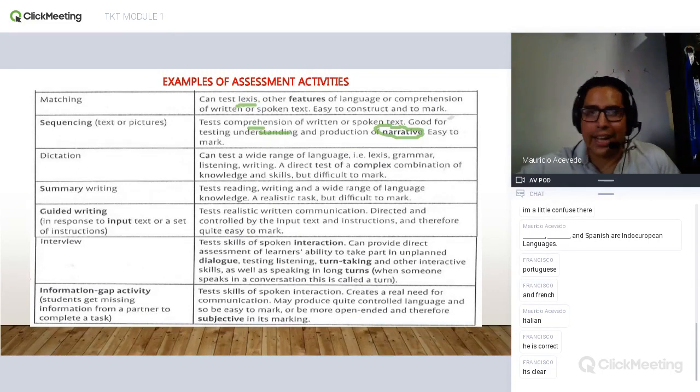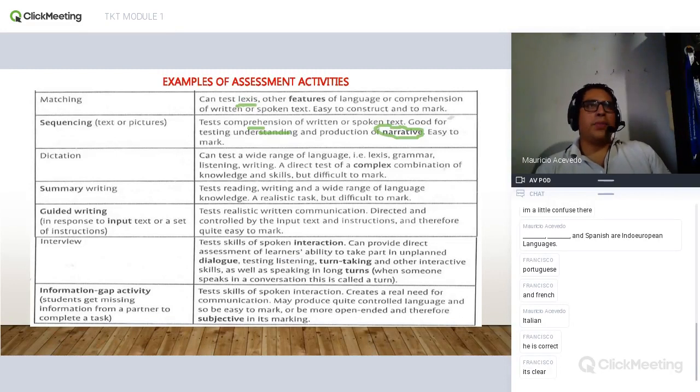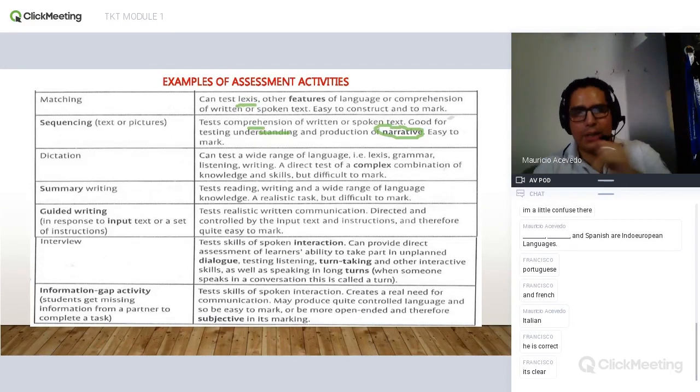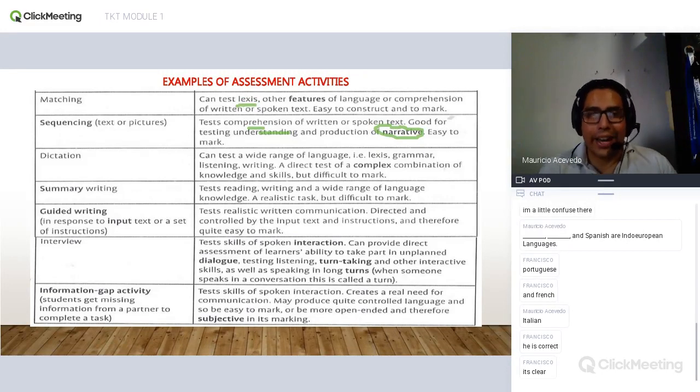So in dictation, open your book, please, Francisco, and write this sentence. The baby is playing with the ball. And then the students, in your case, Francisco, you need to write the sentence. The baby is playing with the ball. I'm just giving an example. Francisco, don't write it. So dictation is good because you are checking many things.